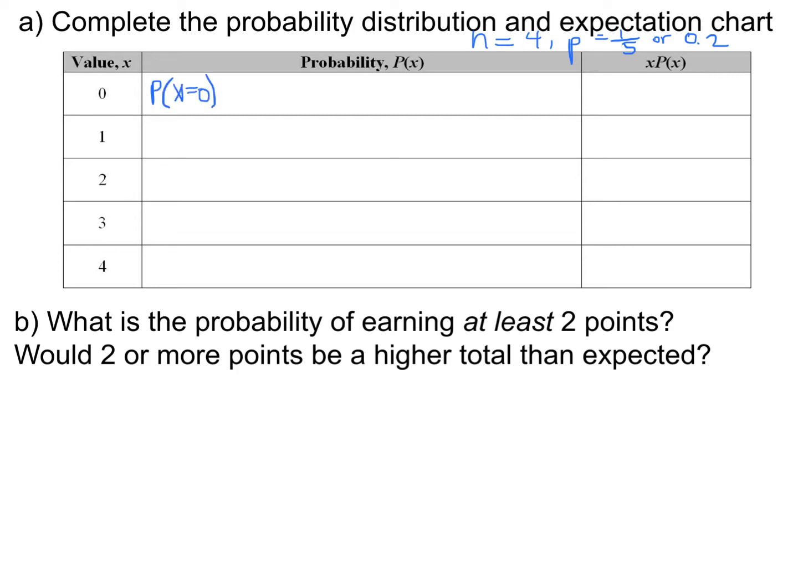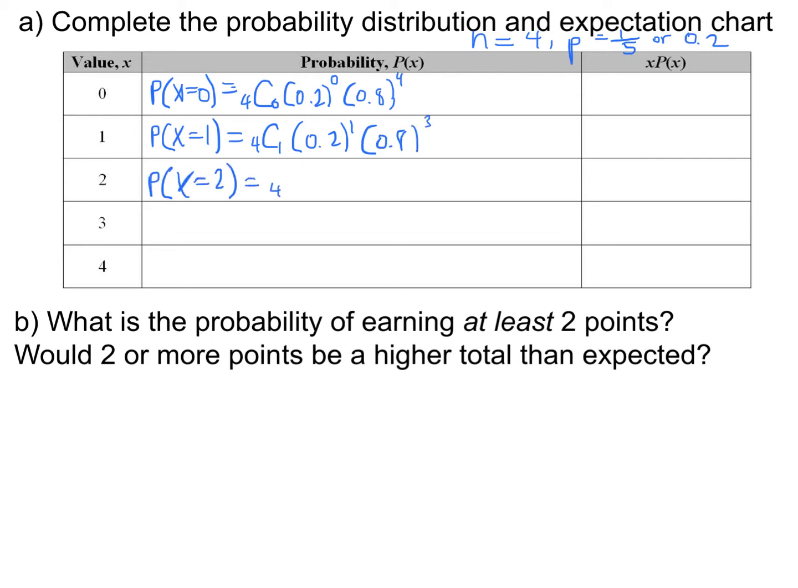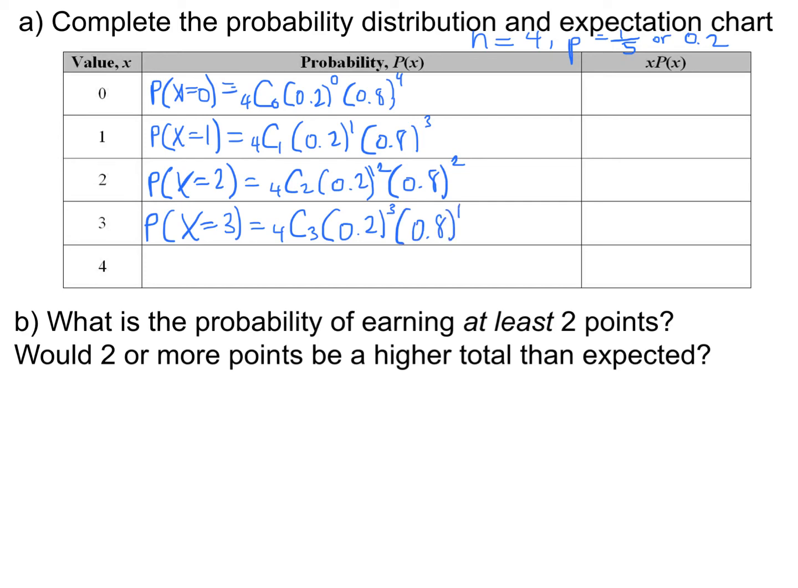So the probability of getting 0 victories or 0 successes is 4 choose 0 times 0.2 to the power of 0, 0.8, which is the probability of failure here, to the power of 4. The probability of winning 1 time would be 4 choose 1, 0.2 to the power of 1, 0.8 to the power of 3. The probability of winning 2 times, and so on, 0.2, 0.8 to the power of 2. X is equal to 3, that'd be 4 choose 3, 0.2 to the 3, 0.8 to the 1. And the probability of x equal to 4 would be 4 choose 4, 0.2 to the 4, 0.8 to the power of 0.